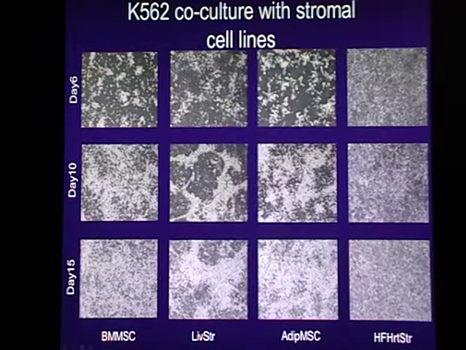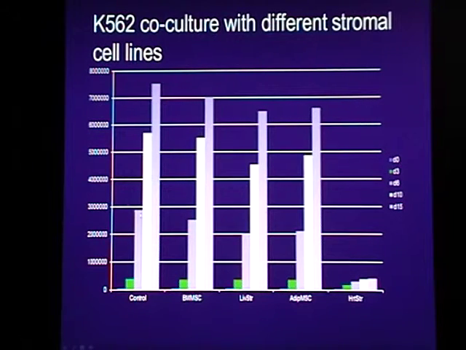We further evaluated this in a number of other stromal cell lines derived from other tissues, including liver stroma and adipose MSCs, here comparing the growth of K562 cells at different time points, day 6, day 10 and day 15, comparing bone marrow MSCs where the tumor cells proliferate extensively. Liver also supports the growth of the tumor cells, as does adipose MSCs, and in contrast, the heart-derived stromal cells actually inhibit the tumor cell growth. If we look at this in terms of cell numbers, you can see here again active proliferation in the absence of stroma and in the presence of bone marrow, liver and adipose stroma, while with the cardiac-derived stroma, there is active inhibition of proliferation of these cells.